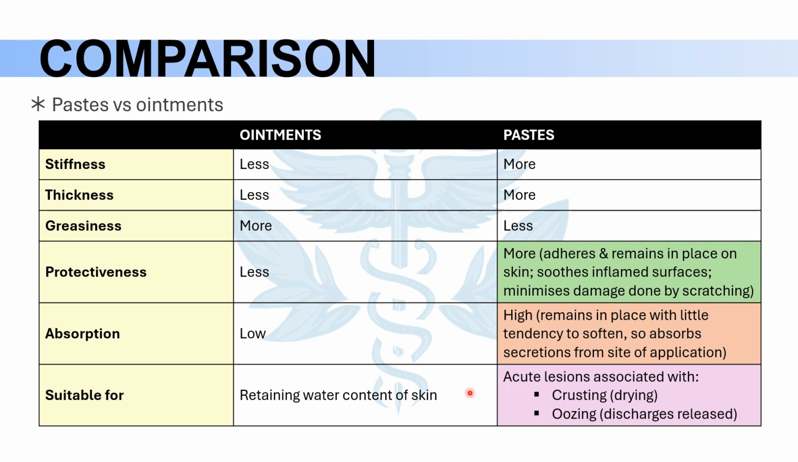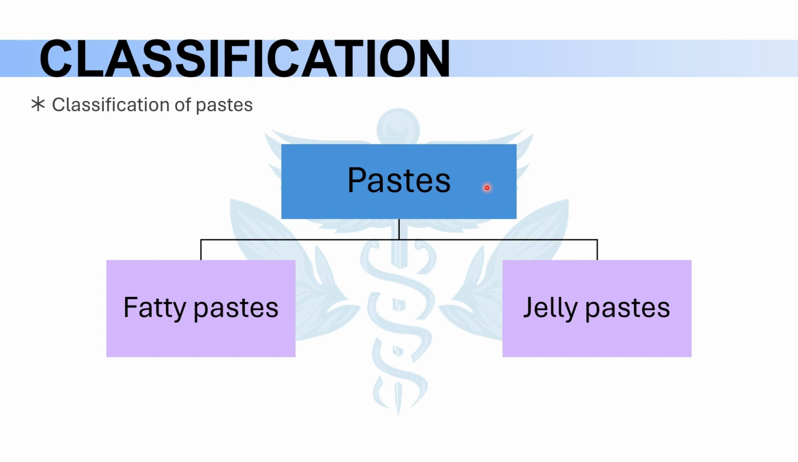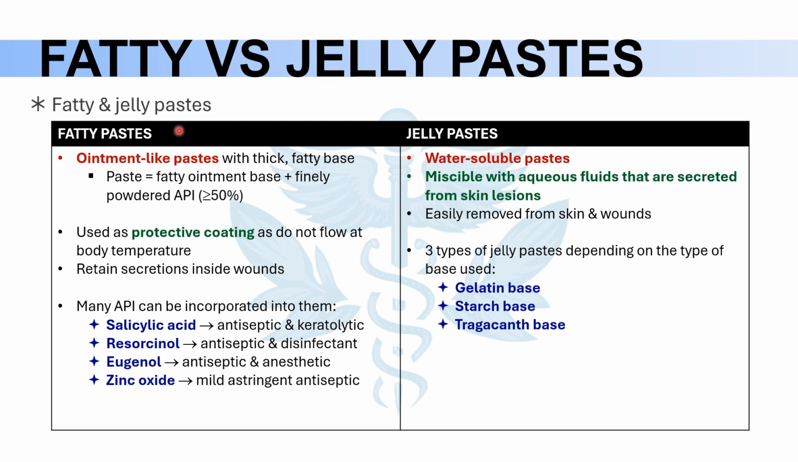We use ointments for treatment of dry skin when we couple them with hydrating agents. However, with pastes, we usually target acute lesions like crusting and oozing, and usually we are treating oozing. Both ointments and pastes cannot be applied to hairy regions of the skin. There are two types of pastes, fatty pastes and jelly pastes. Let's begin with fatty pastes.